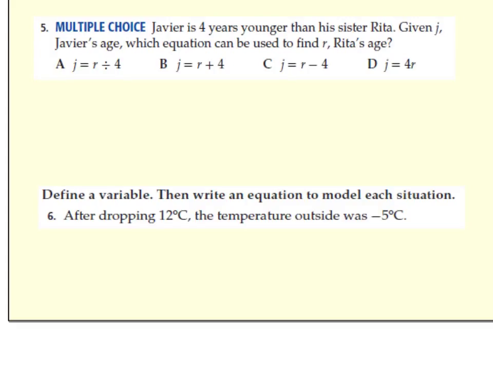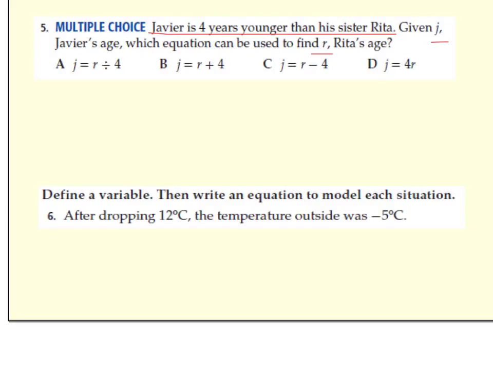Javier is 4 years younger than his sister Rita. Given J, Javier's age, which equation can be used to find R, Rita's age? So the only information we're given is really right here, and then they tell us what variables to use later. So it looks like we're finding Rita's age. So something happens to each one here. So we're going to be looking for both of these. We don't know either one.